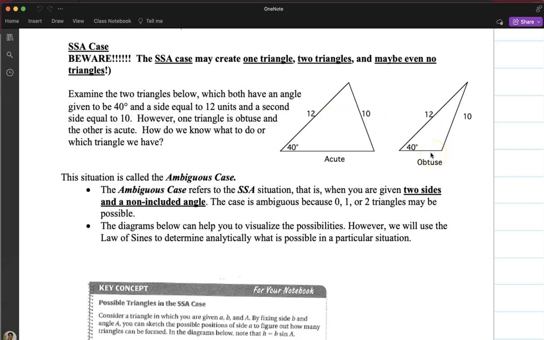It's acute because all three angles are less than 90. An obtuse angle has one angle greater than 90. This situation is called the ambiguous case.